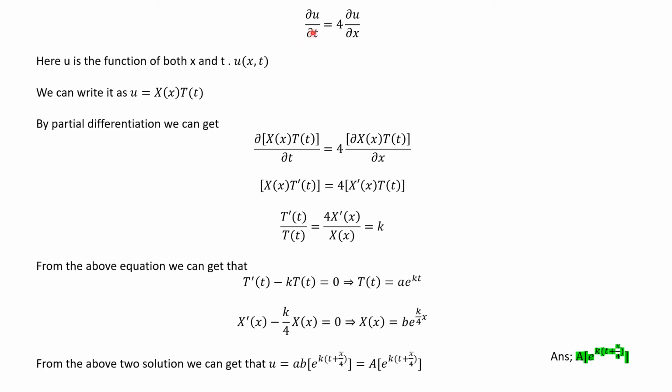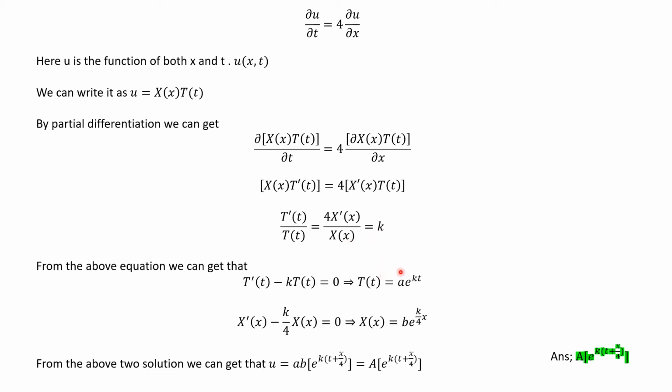Because here it has been given that del u by del t is equal to 4 del u by del x, we can write u as a function of both x and t. And again we can write it as u is equal to X of x and T of t. So by partial differentiation we can get del X T by del t, equal to 4 del X T by del x. And again solving it we can find that T dash by T is equal to 4 X dash by X, that is equal to k.